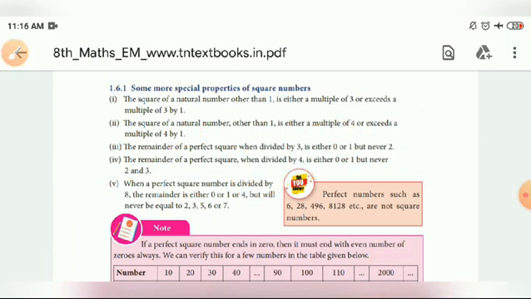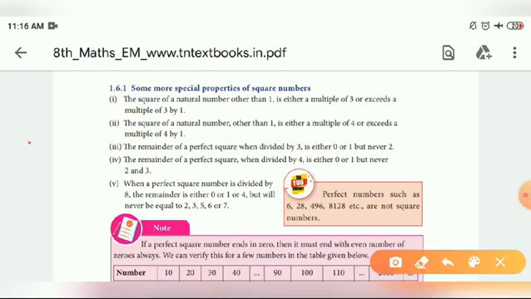So the square of every natural number other than 1 can be written as a multiple of 4 or a multiple of 4 exceeded by 1, and as a multiple of 3 or a multiple of 3 exceeded by 1. Just remember it. These properties will be used for solving some problems in the question and answer section.